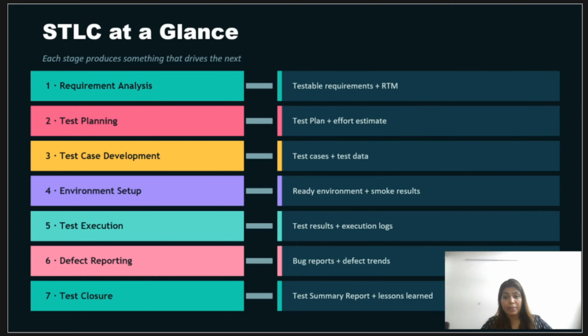So to reinforce what we have gone through, requirement analysis gives us testable requirements which feed the test plan, which guides the test case development, which would need an environment to run in, which enables execution, which surfaces defects, which all get summarized at the closure. It's a chain. Break one link and the whole process suffers. This STLC sits inside the testing phase of the SDLC we covered in our previous module, and the principles we test by from the first module apply throughout. So the series builds on itself.